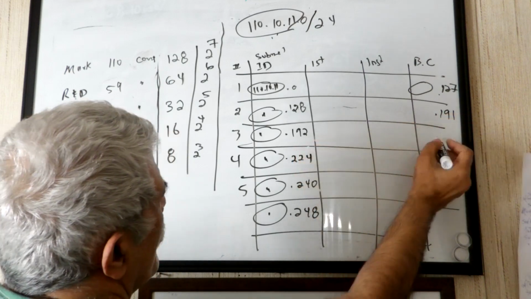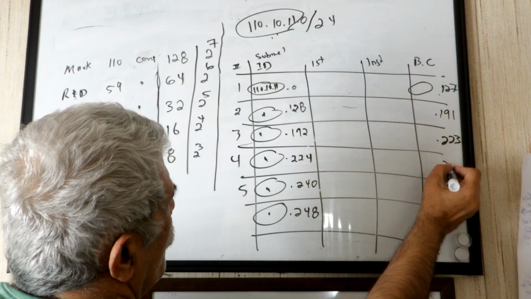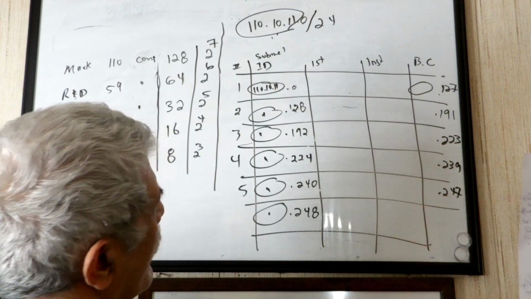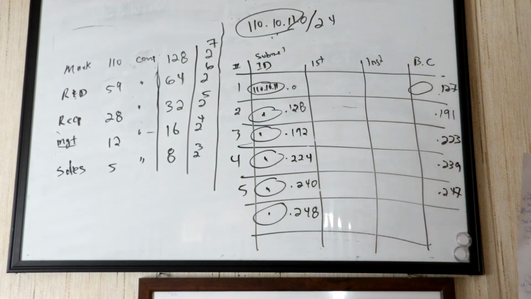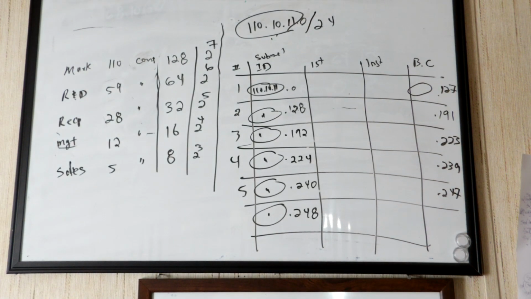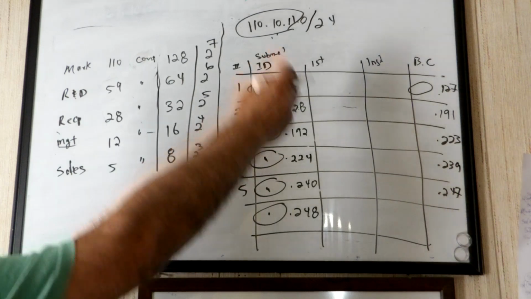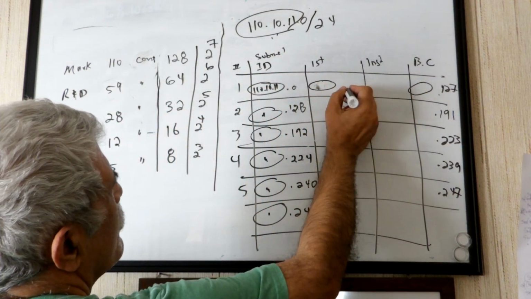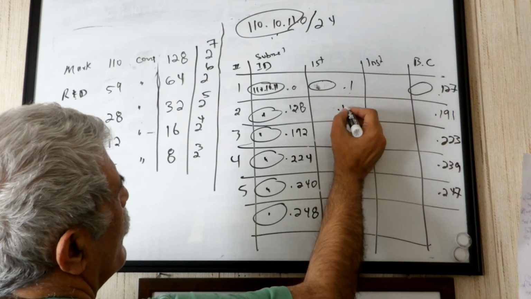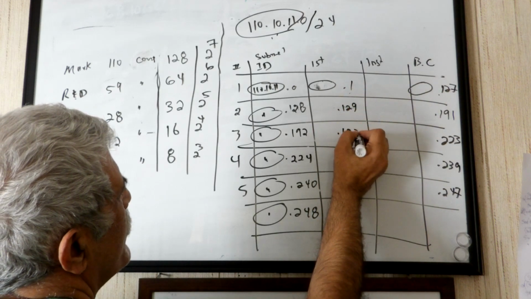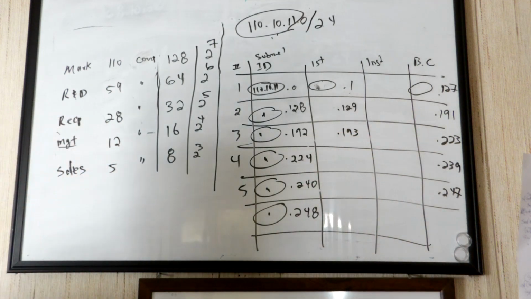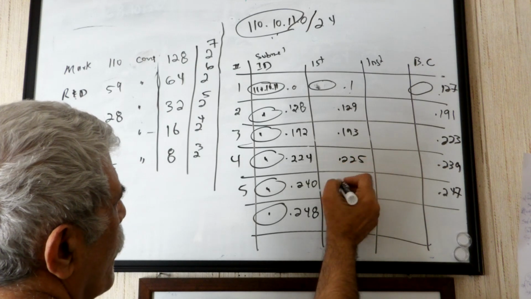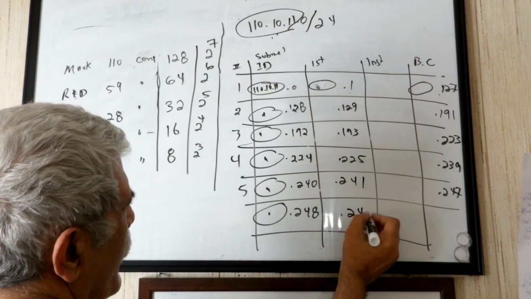And you write all these: 0.191, one before this, 0.223, 0.239, 0.247. So you have the broadcast ID for all of them, and it's now easy to fill the rest. The first host is 0.1, and this is 0.129, 0.193. You add one more to the network ID for the first host, and then 0.225, 0.241, 0.249.